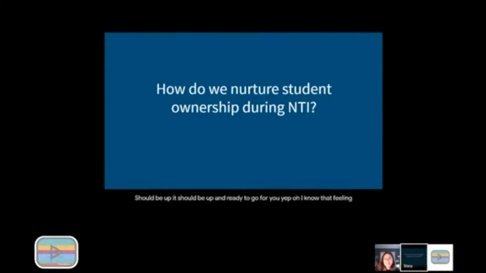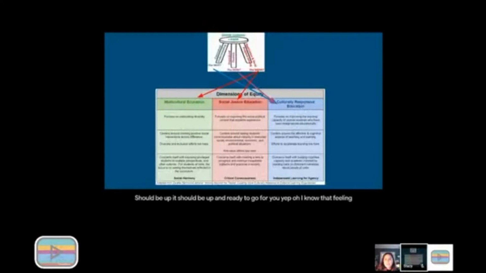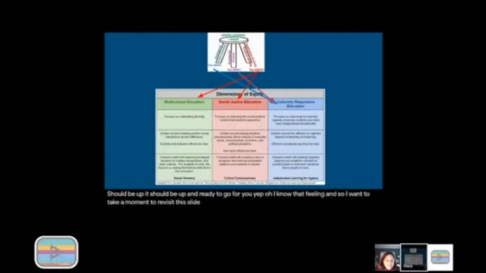Yeah, our guiding question for today is how do we nurture student ownership during NTI? And specifically looking at math today. So Stacy's going to share a little bit about our Stool of Mathematical Rigor and our connections to equity. And so I want to take a moment to revisit this slide. We've seen it throughout all 3 math presentations that we've done this month.